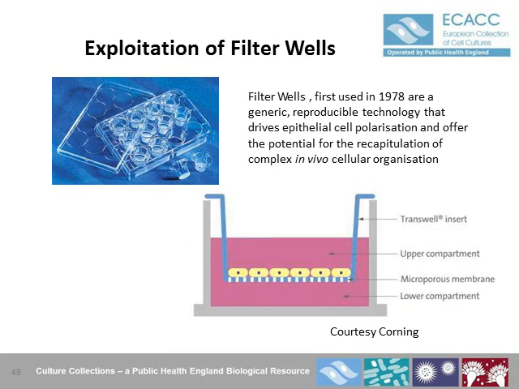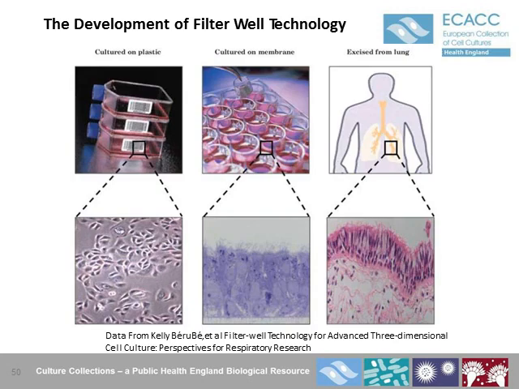Filter wells, first used in 1978, are a generic, reproducible technology that drives epithelial polarization and offers the potential for the recapitulation of complex in vivo cellular organization. As shown here by Kelly Berube from Cardiff University, bronchial cells that have been grown on filter wells, in the centre image, generate polarized functional epithelia that recapitulate the in vivo state. In comparison, you can see histologies from the bronchial biopsy on the right and cells grown in 2D culture on the left.